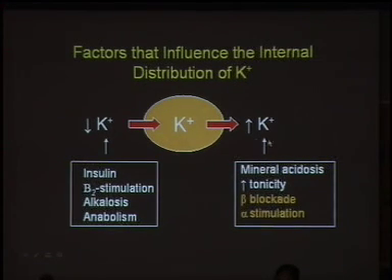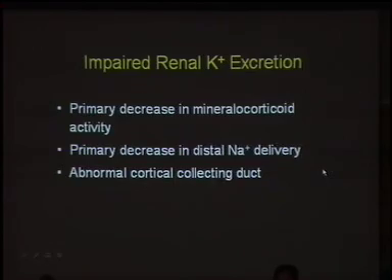Okay, so again, potassium shifts out of the cell with beta blockers, increased hyperosmolarity, mineral acidosis. Impaired renal excretion, decreased aldosterone activity, so the opposite way. And decreased distal sodium delivery, so everything opposite to the hypokalemia I showed you earlier. And abnormal cortical collecting duct that causes hyperkalemic RTA.